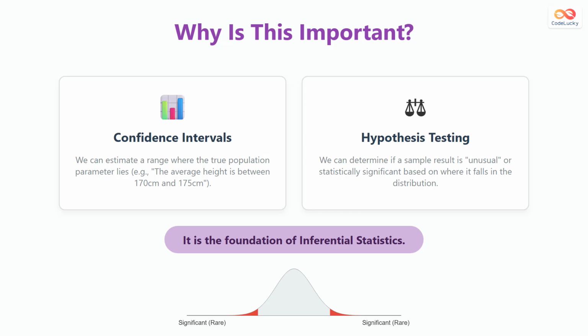Why do we care about imaginary distributions of samples? Because this is the mathematical foundation for all testing. It allows us to create confidence intervals, giving us a range for where the truth lies. It also enables hypothesis testing, helping us decide if a result is statistically significant or just random noise. Without sampling distributions, we could not generalize from a sample to a population.